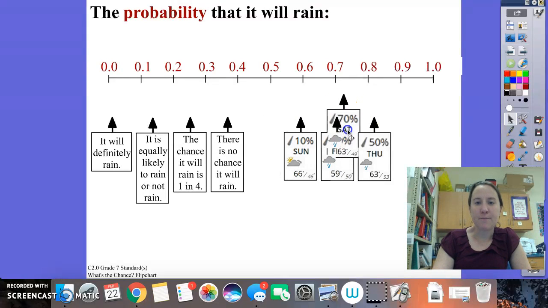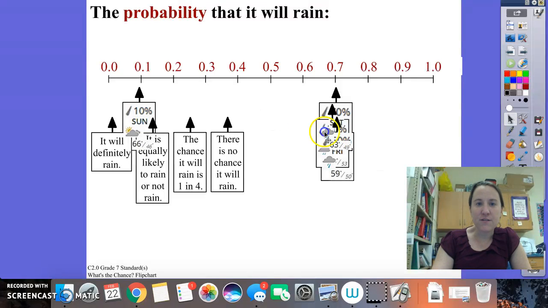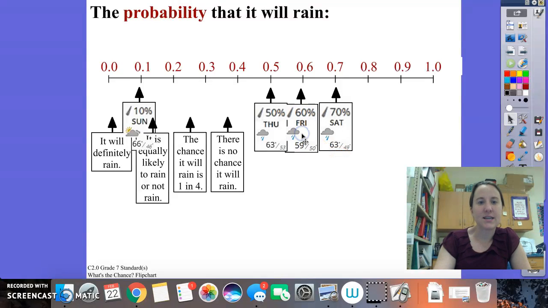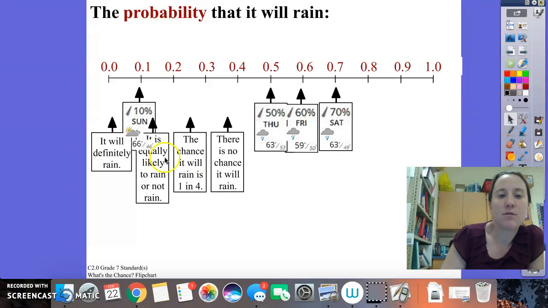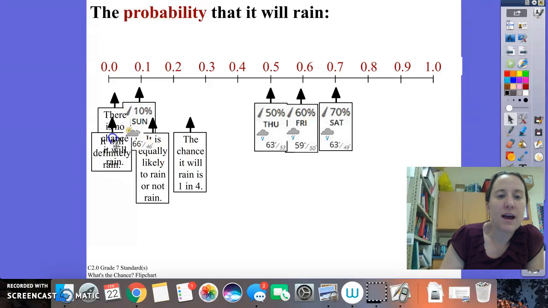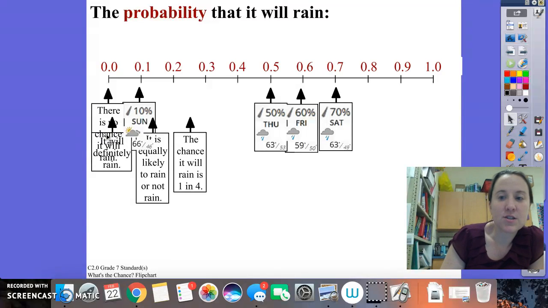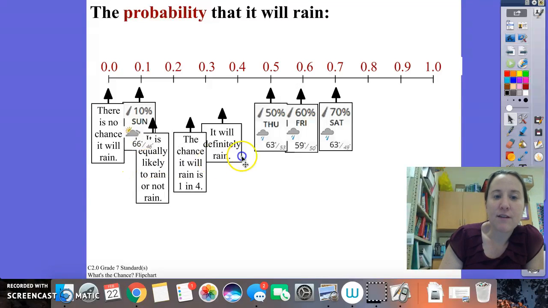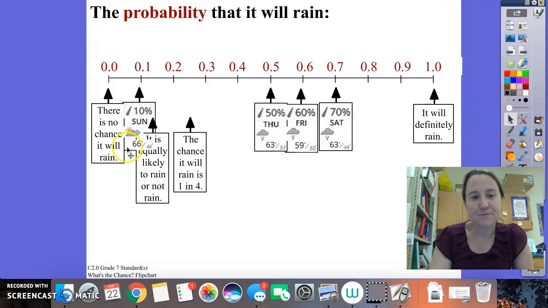So the 70% would go with the 0.7, 10% down here with the 0.1 or 1/10, the 50% at 5/10, and the 60% at 6/10 or 0.6. And then we also talked about vocabulary that we associate with probability. So there's no chance that it will rain would have to go here at the 0. If we're off of the 0, even if it's a really small chance, there's still a chance that it might rain. It will definitely rain would be down here at the other end at the 1.0 or the 100%.